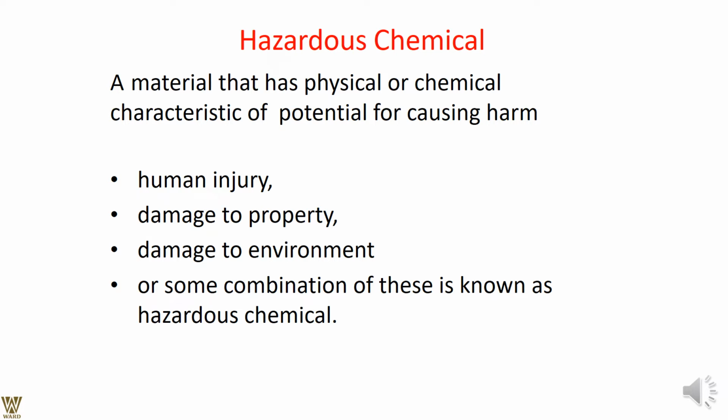So what are we talking about? We are talking about injuries, damage to property, probably to the environment, or a combination of these, which is known as a hazardous chemical. Again, repeating it: a physical or chemical characteristic which potentially causes a detrimental effect on human health and human wealth is what a hazardous chemical is to be known as.